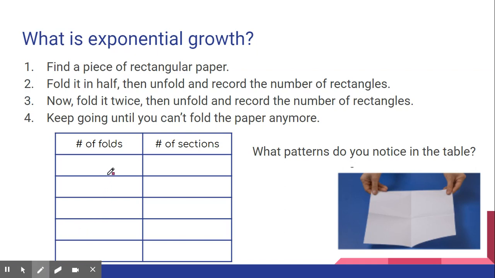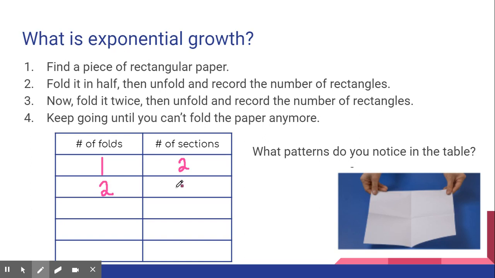And what we're going to do is fold that in half. You could do it hot dog or hamburger, it doesn't matter. But that's going to be one fold. And now when you unfold that, you should see two sections, right? Two rectangles. So that's what we're going to put here. And then we're going to fold that back the way it was, and then again one more time. So you're folding that in quarters. So that's only two folds.